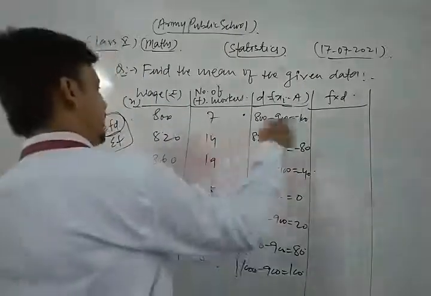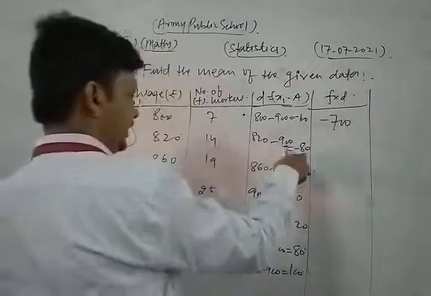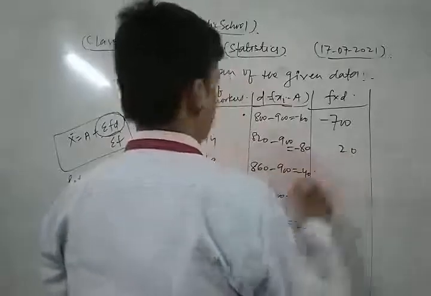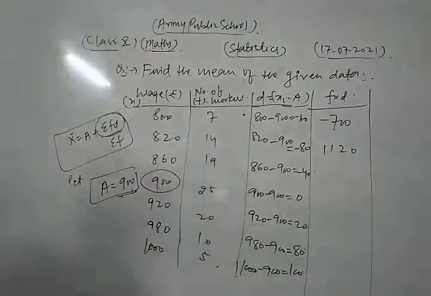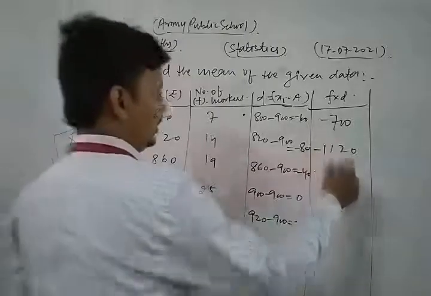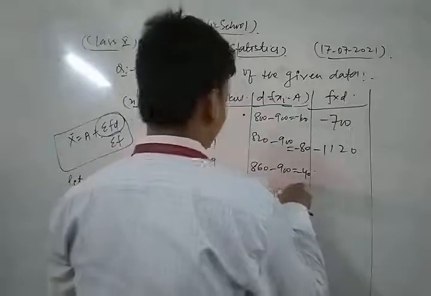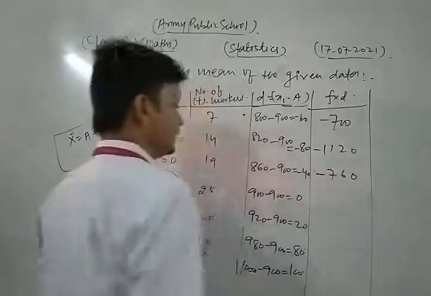So let's see: 7 into minus 100 is minus 700. 14 into minus 80 is minus 1120. Now 19 into minus 40 is minus 760.